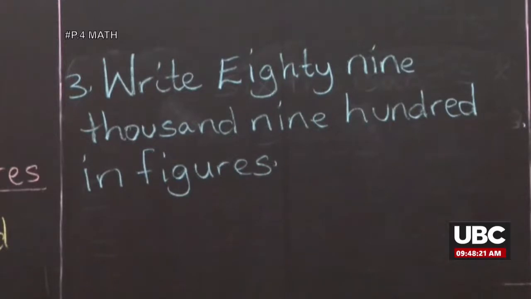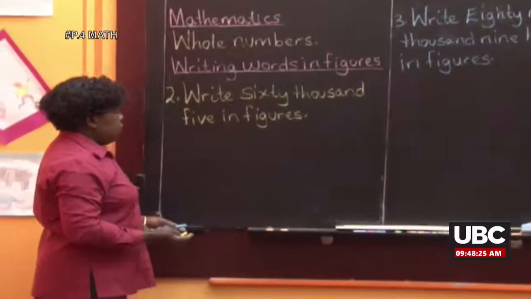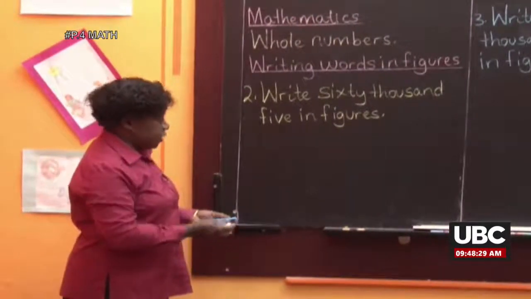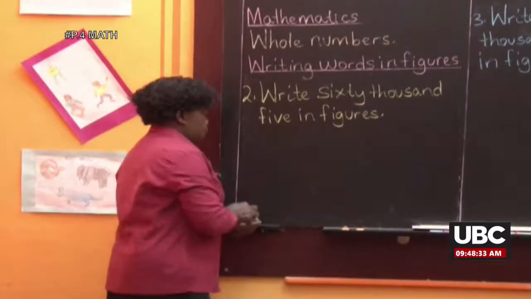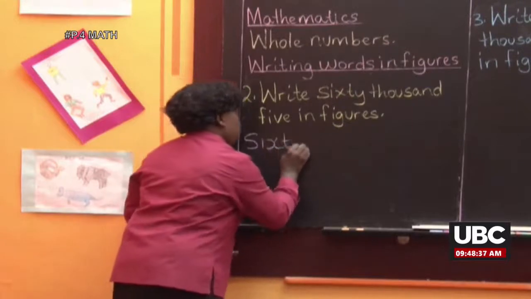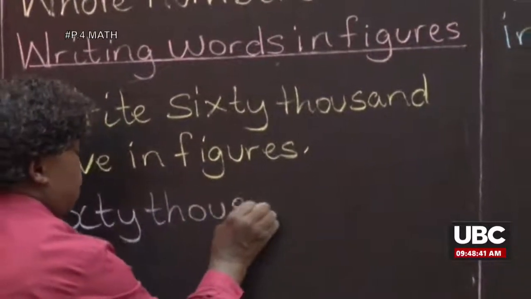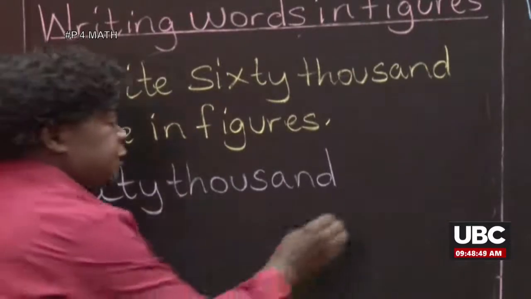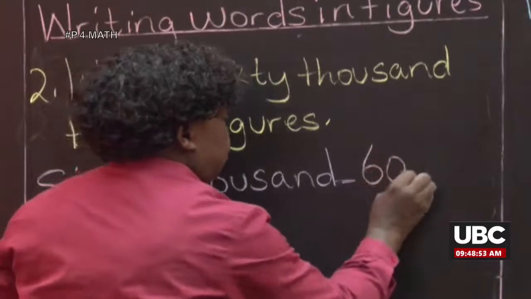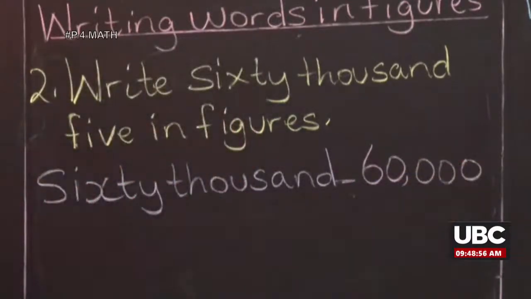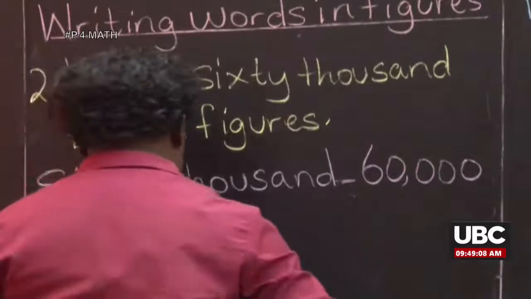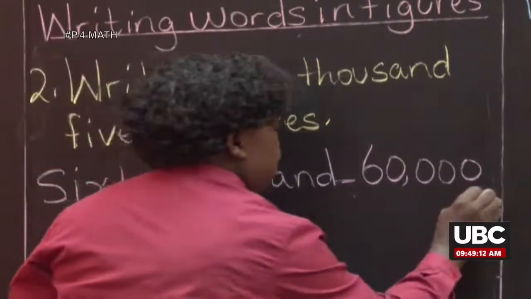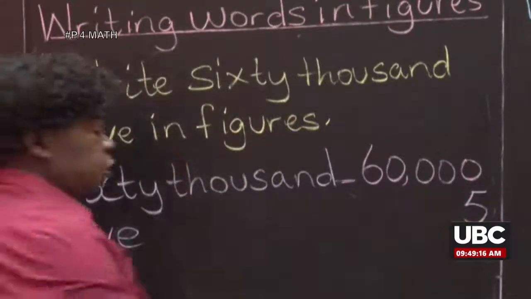Write 89,900 in figures. So our number 2, write 60,005 in figures. How would we write 60,000? This is 60,000. And how do we write 5? We write 5 as that. We are going to add.